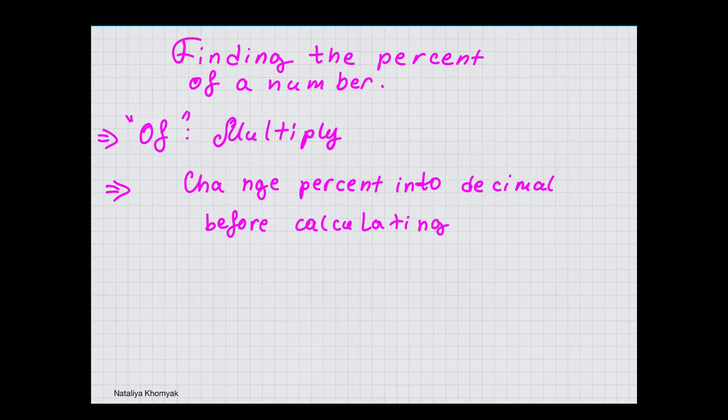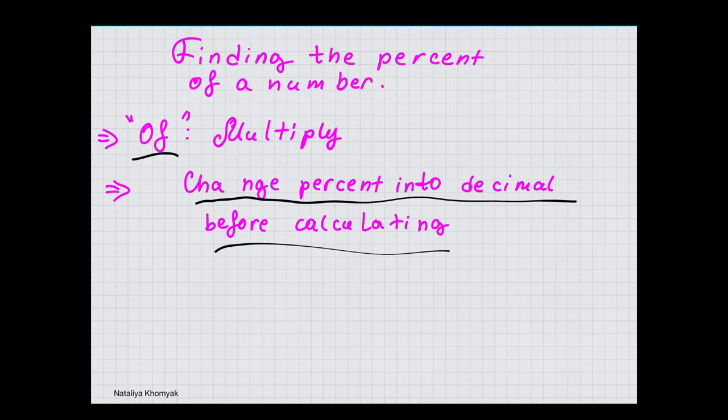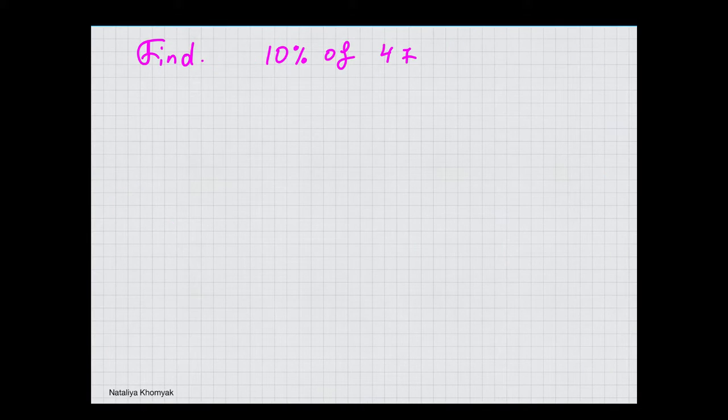Calculating the percent of a number. The biggest thing in math word statements is that of means to multiply. And in order to perform the calculations, you also need to be able to change percents into decimals before calculating. So here we need to find 10% of 47. First thing we want to do is to change 10% into a decimal, so it's out of 100. Percent would cancel, zeros cancel. So move the decimal place one time, so we have 0.1. Of in math is multiply, and 47 stays the same.